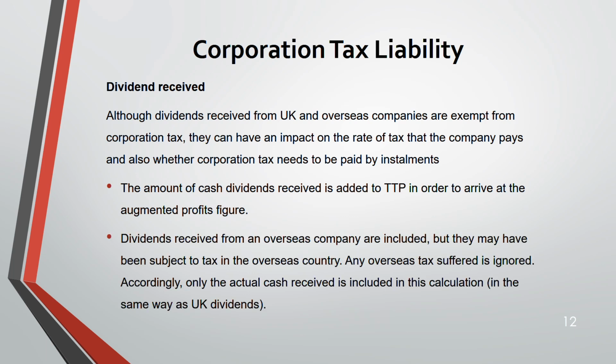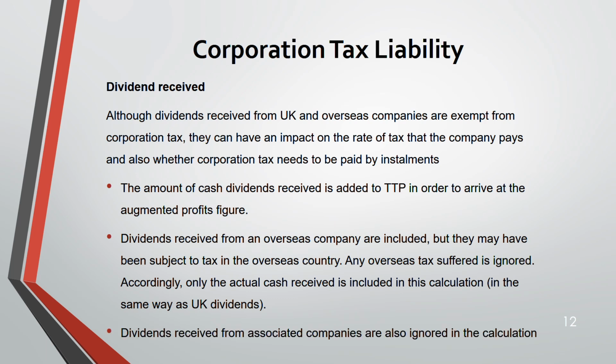Dividends received from overseas companies are included, but they may have been subject to tax in the overseas country. Any overseas tax suffered is ignored. Accordingly, only the actual cash received is included in this calculation in the same way as UK dividends. So just take overseas as UK dividend. Whatever overseas tax you have suffered, do not take it. Ignore it. Dividends received from associated companies are ignored in the calculation.